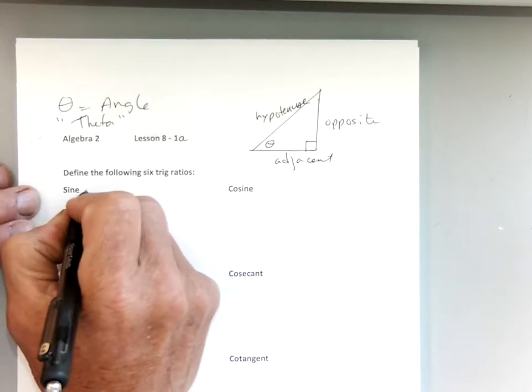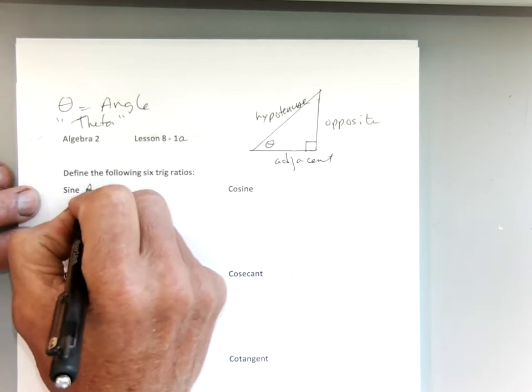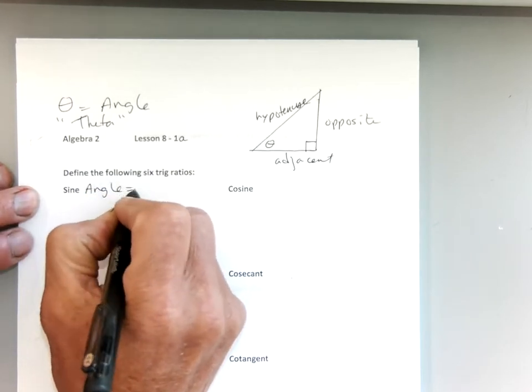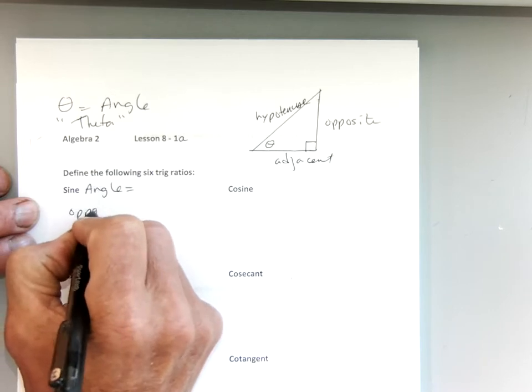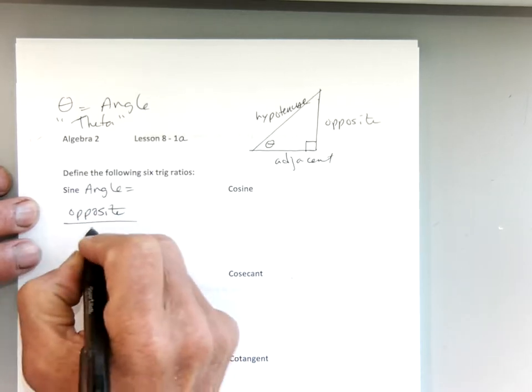Okay, now, sine of an angle. Sine of some angle is always equal to the opposite side over the hypotenuse.